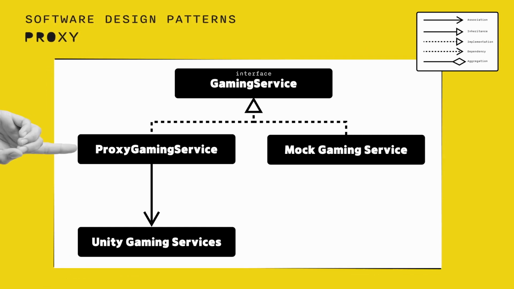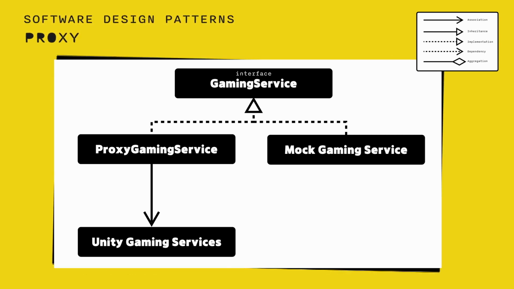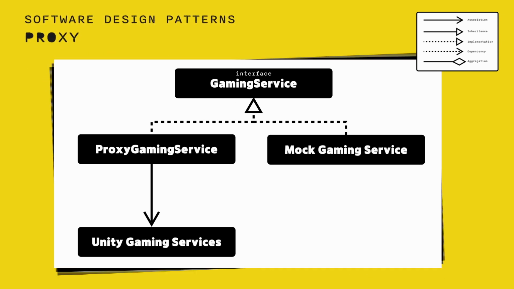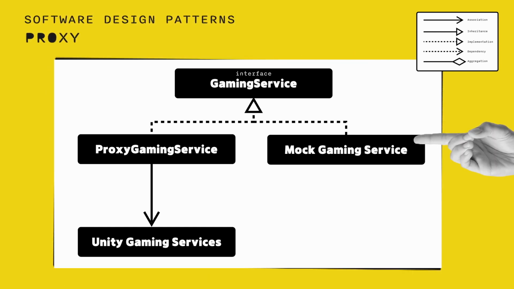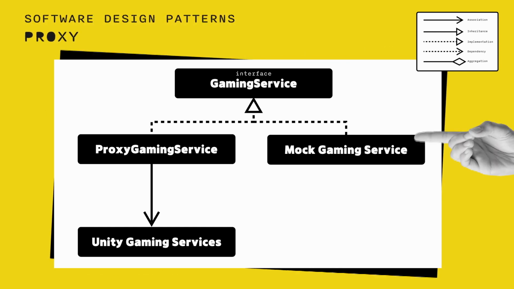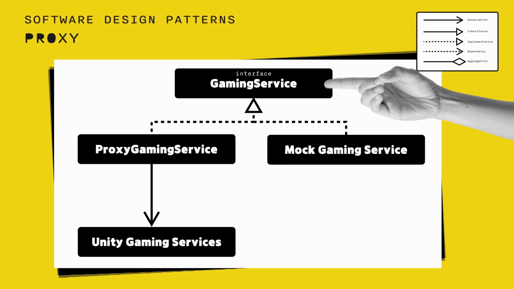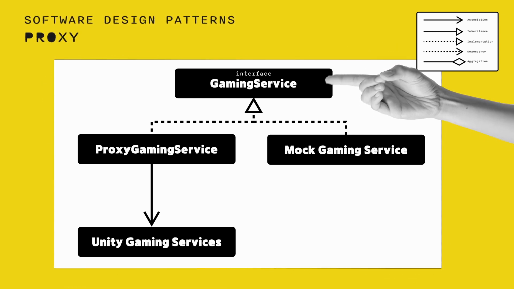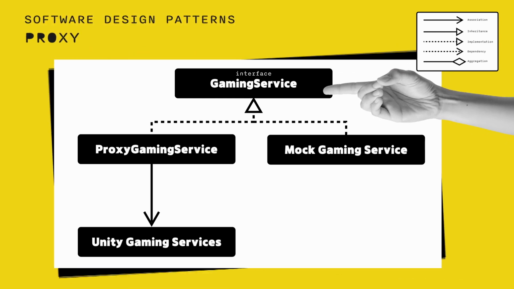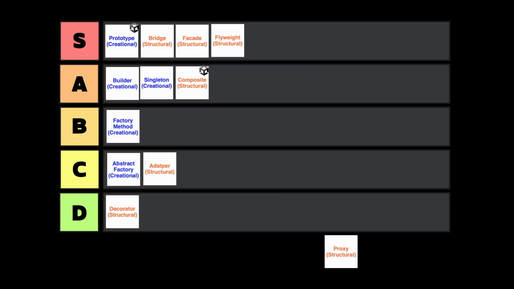Now for the second example, let's stay in the same domain. Let's say that you don't want to always test your game with a real Unity Gaming Services. You could create a mock Unity Gaming Services as a proxy. In this case, the mock class implements the same methods as Unity Gaming Services provides, but the proxy is not forwarding any request. It directly returns fake or mock data. That's very handy for development when not all systems are ready to be used.